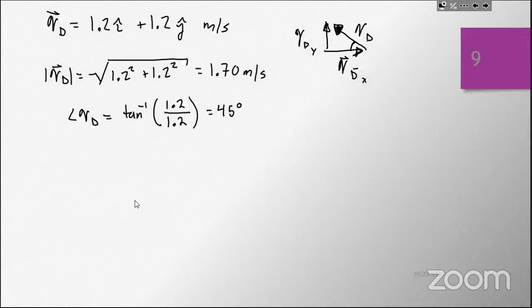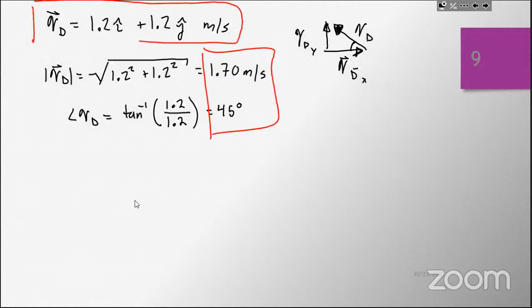Reporting this as a magnitude and angle is equivalent to reporting it as this vector. Those two things are the same. They're just different ways of giving the same information. Do you have any questions on this one? No?